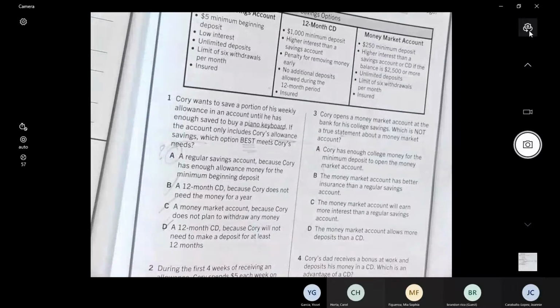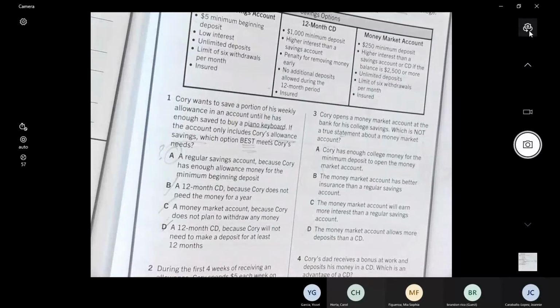He will have to make a deposit because he earns $10 and needs to save. He doesn't have enough money yet. And 12 months equals 1 year.